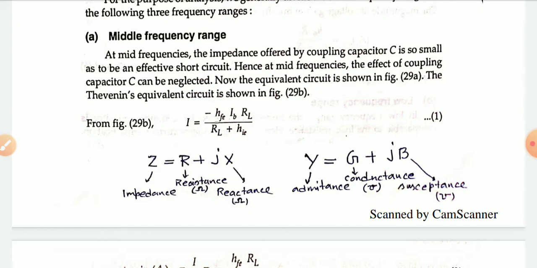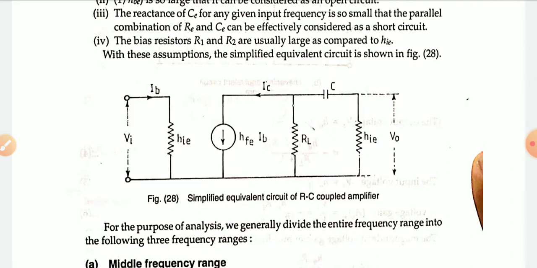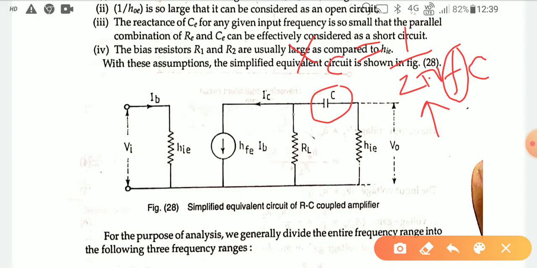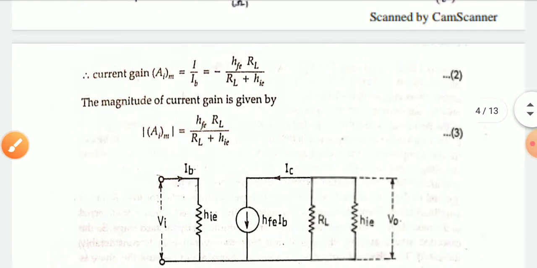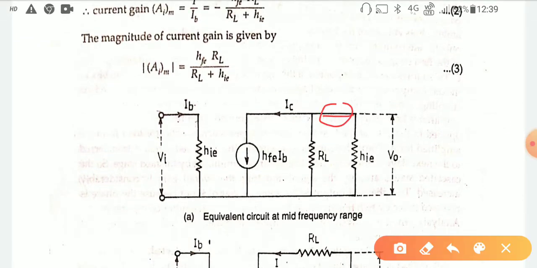So in this mid frequency range, due to the high frequency, the capacitor will work just like a short circuit, because we know that Xc is equal to 1 by 2 pi f c. So if the frequency value rises, the impedance Xc of the capacitor will be low there. That means it will work just like a short circuit. So what will be the equivalent circuit for that case? Here the capacitor will be a short circuit.